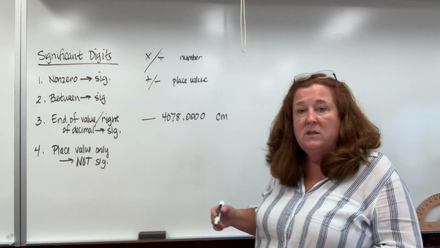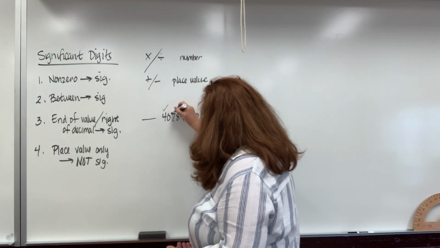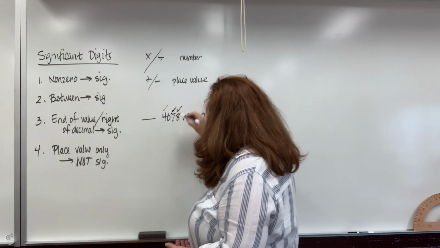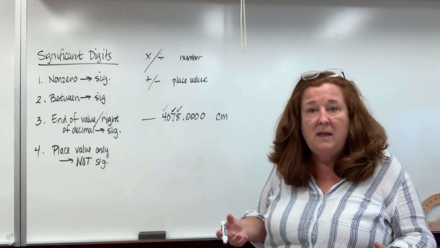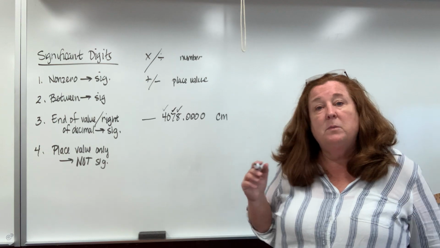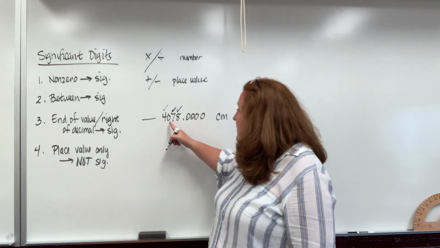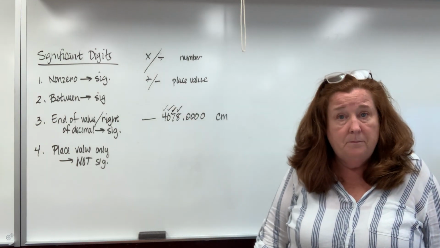So the first rule says if it's not a 0, it's significant. So the 4 and the 7, and the 8 are significant because they're not 0. An actual piece of instrumentation made that measurement. So there's at least 3. Second rule says if they're between significant digits, then they're significant. Well, that 0 is in between those two, so that makes it significant. Now we're up to 4.